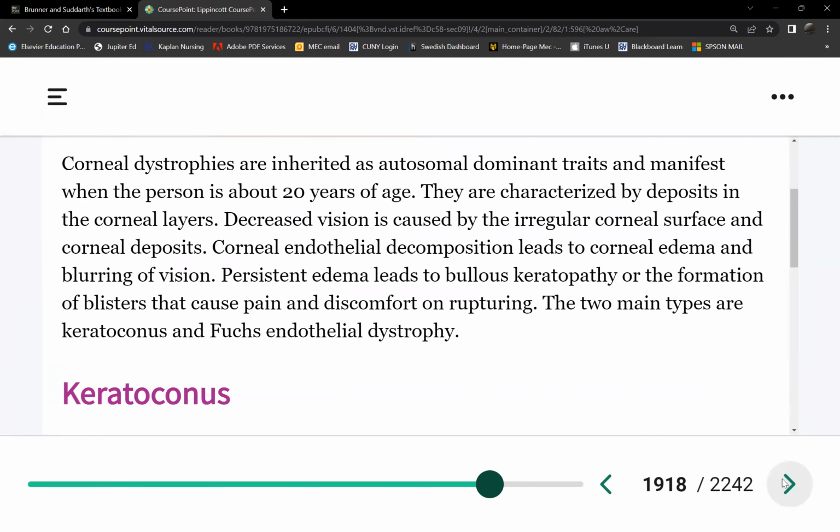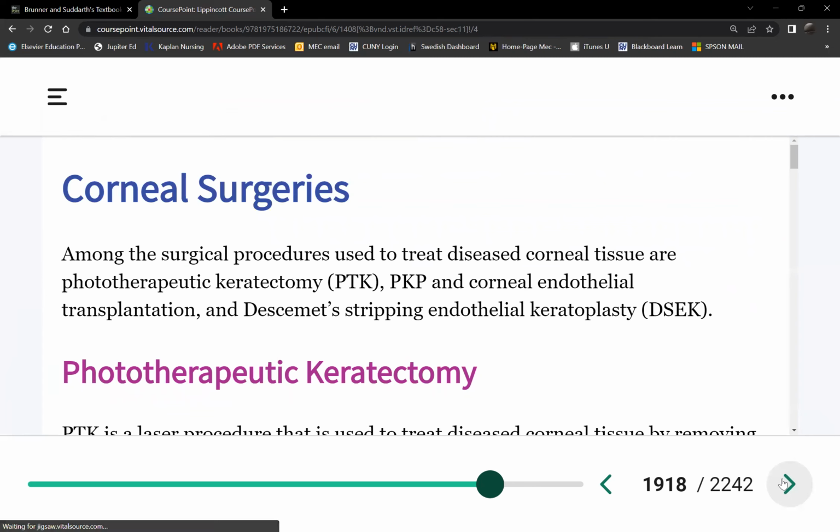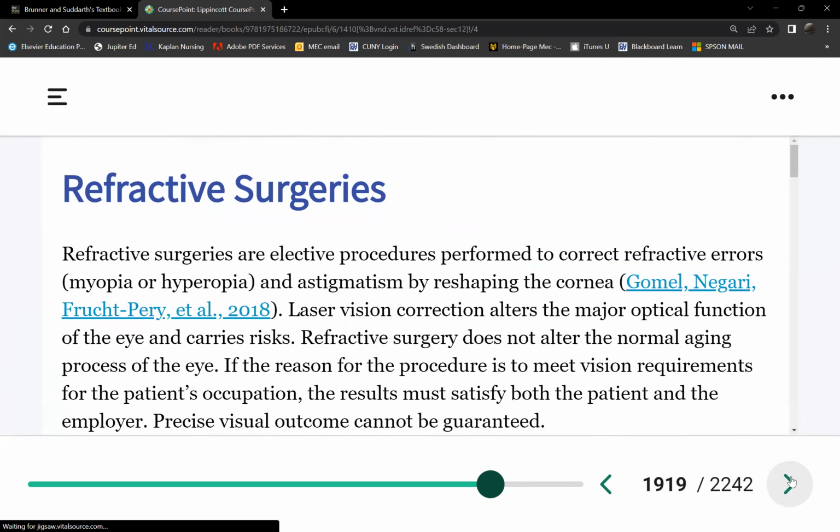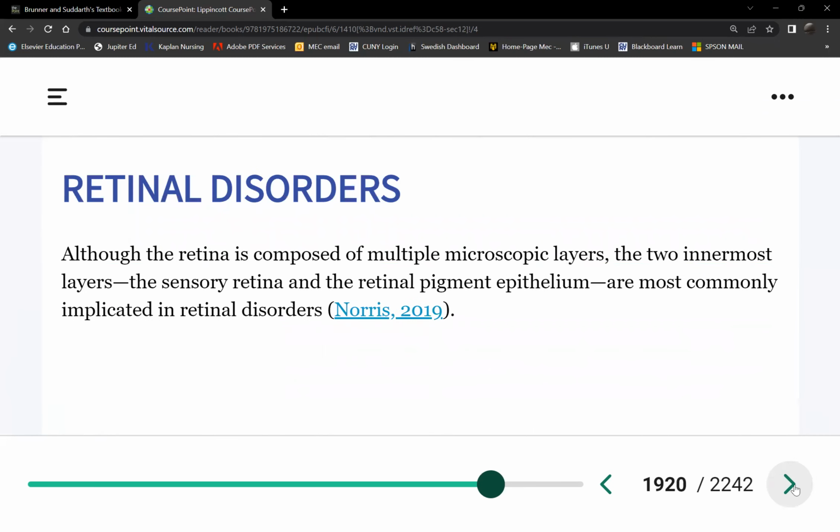I'm not doing corneal disorders. Let's go to surgery. Corneal surgeries apply the same thing we just discussed for cataracts, pre and post-op care, because it's the same eye. So therefore the care for pre and post-op will be the same. The last vision disorders will be retinal disorders.